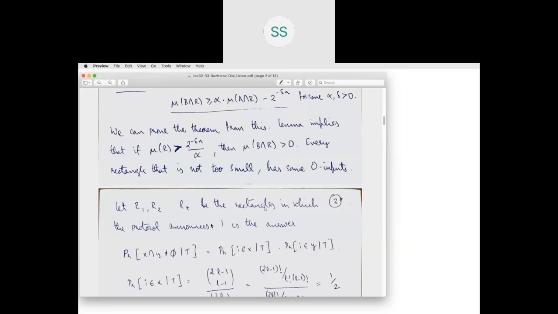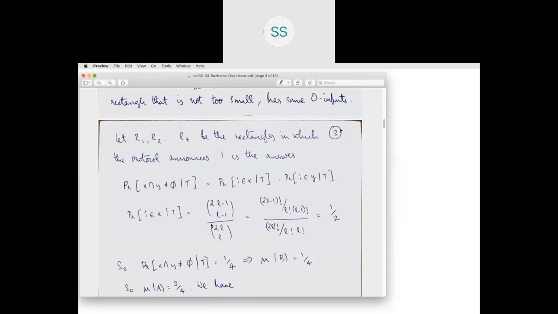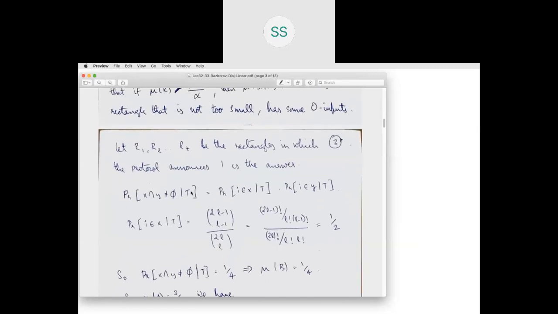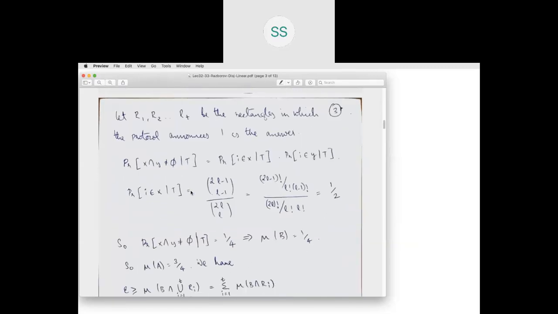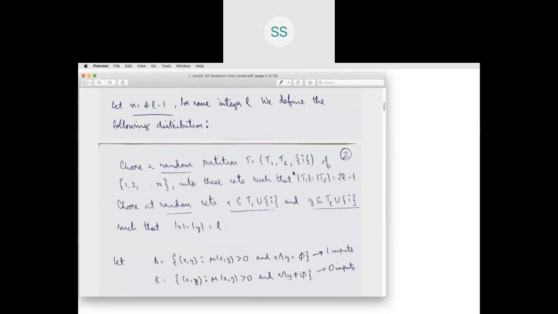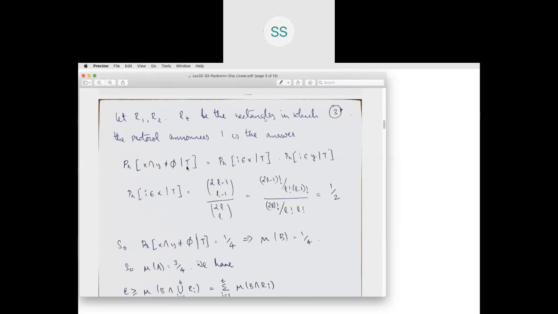So T is a partition, that is T1, T2, and so on. Once we fix a partition T, first let us try to understand the composition of the 0 inputs and the 1 inputs. What is the probability that X and Y are intersecting, and what is the probability that X and Y are disjoint? The probability that X and Y are intersecting is that for both X and Y, I is a member of X and I is a member of Y.